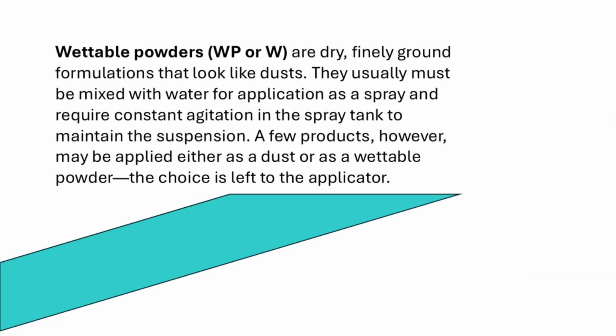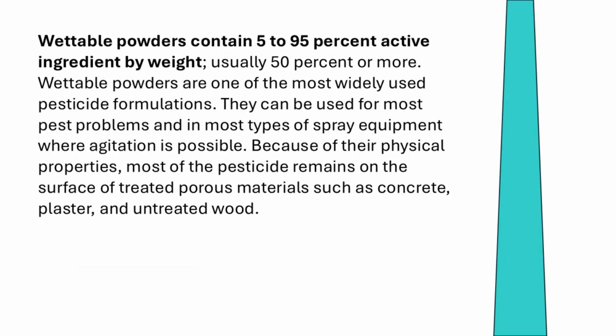Wettable powders, WP or W, are dry, finely ground formulations that look like dust. They usually must be mixed with water for application as a spray and require constant agitation in the spray tank to maintain the suspension. A few products, however, may be applied either as a dust or as a wettable powder. The choice is left to the applicator. Wettable powders contain 5 to 95% active ingredient by weight, usually 50% or more.